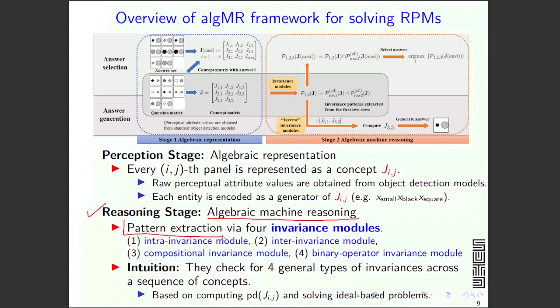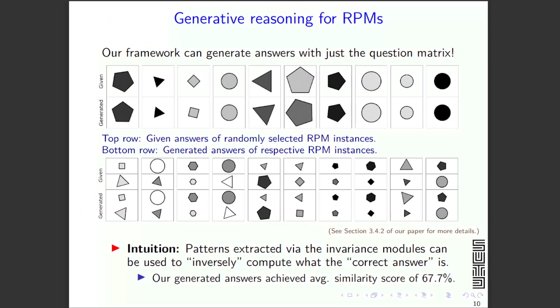This is where we use algebraic machine reasoning. Here we extract patterns from the RPMs via 4 invariance modules. Intuitively, the 4 modules check for 4 general types of invariances across an input sequence of concepts. The checking involves computing the primary decompositions of the concepts in our sequence and solving ideal-based problems. Because our reasoning process involves extracting actual RPM patterns, our framework is able to directly generate answers just from the question matrix, and we achieve an average similarity score of 67.7% for answer generation.